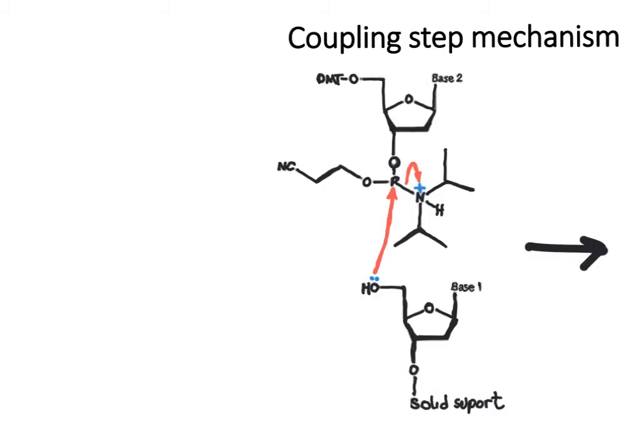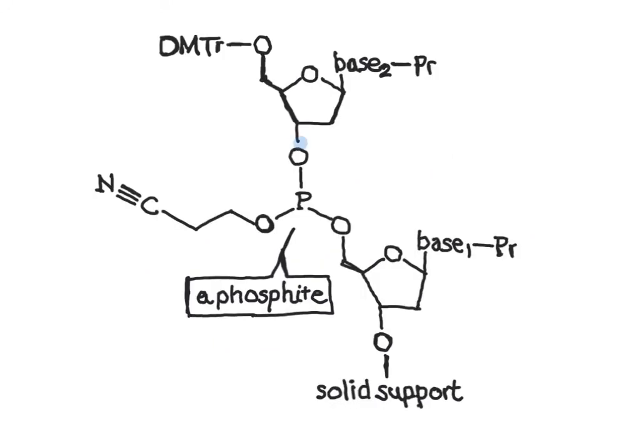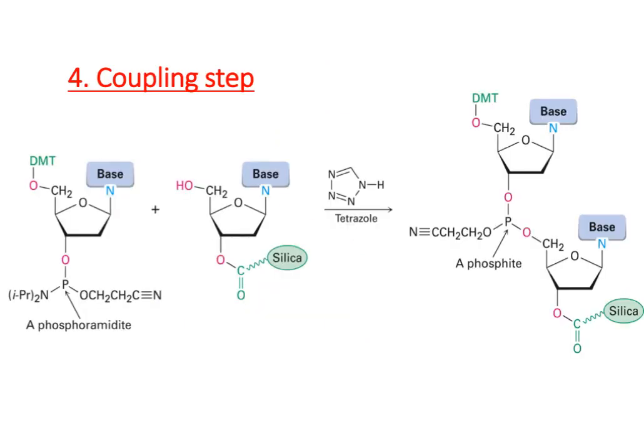We can see that the electron-rich 5' OH of the nucleoside adds to the protonated phosphoramidite, expelling diisopropylamine, creating a phosphite. This is 2 units of deoxyriboses linked by phosphorus on carbon 3' and 5'. I am using the picture from your textbook to summarize the process. A phosphoramidite is activated by the catalyst tetrazole, and it produces a phosphite.